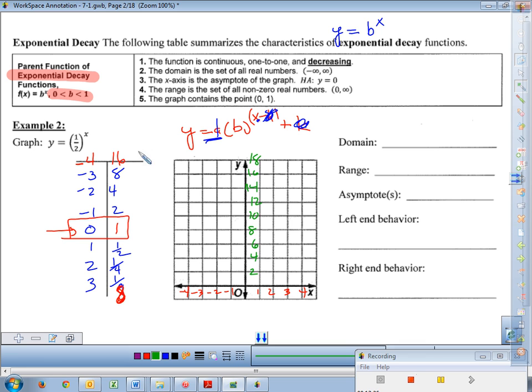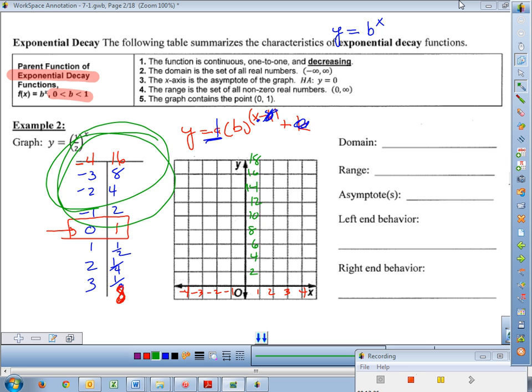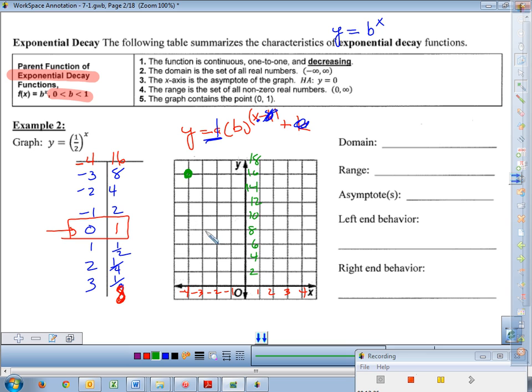These over here are easier to plot, right? Stay away from the fractional points at first, right? Plot the big number points. So at negative 4, 16, that's way up yonder. Negative 3, 8. Negative 2, 4. Negative 1, 2. 0, 1. And then little guy.